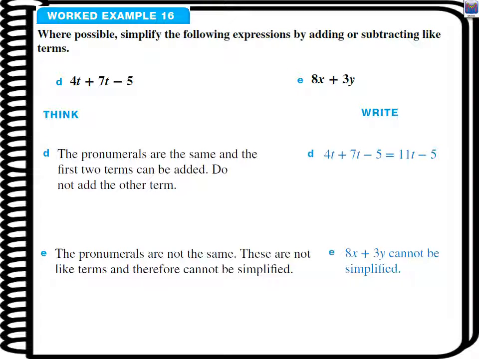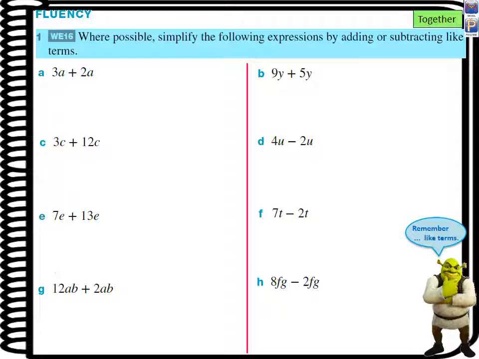Same with these ones. With this one here, we've got the T's I can add together, but I cannot do anything with that because they are not T's, so that's not like terms with the other one. 4t plus 7t is 11t, minus 5 just stays on the end. Not like terms up here, so it cannot be simplified. You can have a go at a few of these and see how you go.